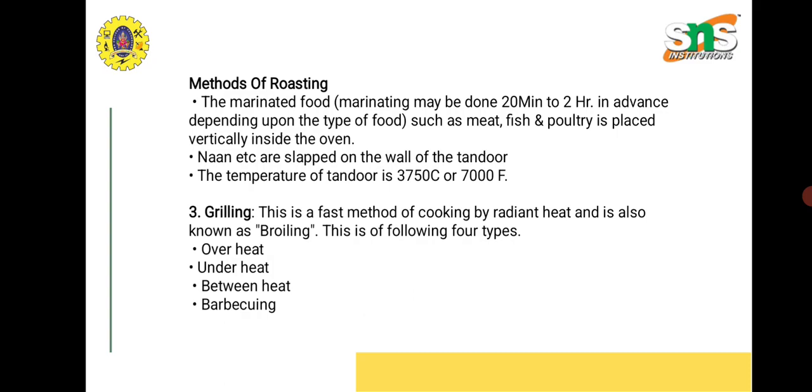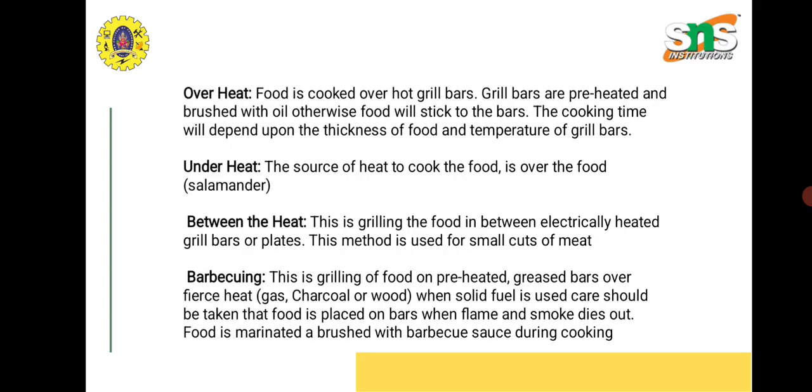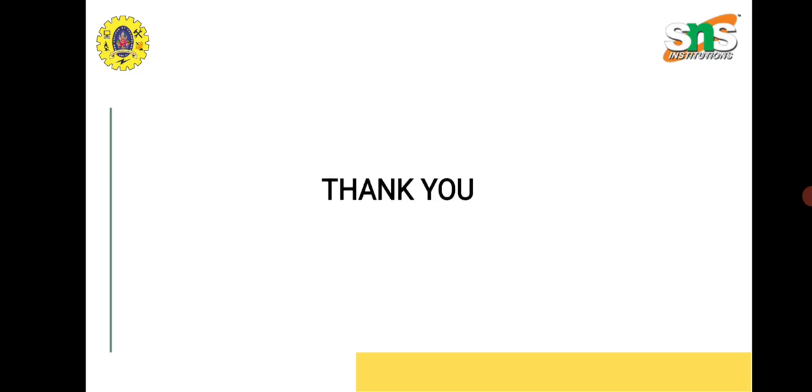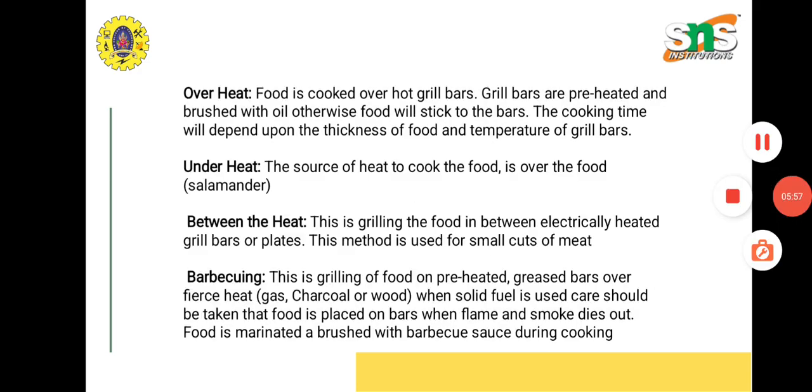Grilling: this is the fast method of cooking by radiant heat and is also known as broiling. This has the following four types: overheat, underheat, between heat and barbecuing. Overheat: food is cooked over hot grill bars. Underheat: the source of heat to cook the food is over the food. Between the heat: this is grilling the food in between electrically heated grill bars or plates.